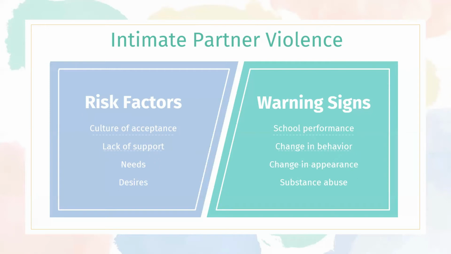Warning signs. One of the biggest indicators of abuse or other trauma is a change in school performance. This could look like a drop in grades, or attendance, or acting out in school. Changes in behavior, such as becoming more withdrawn or having issues with boundaries, as well as a change in appearance, are also indicators.